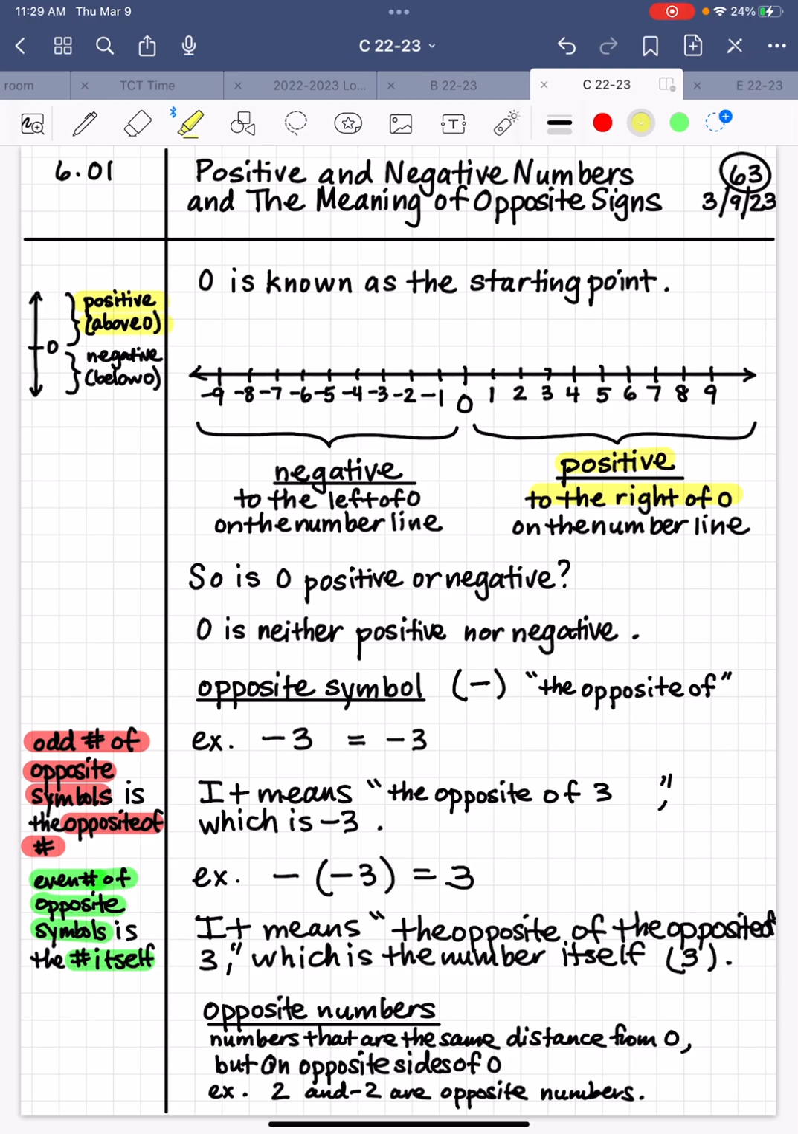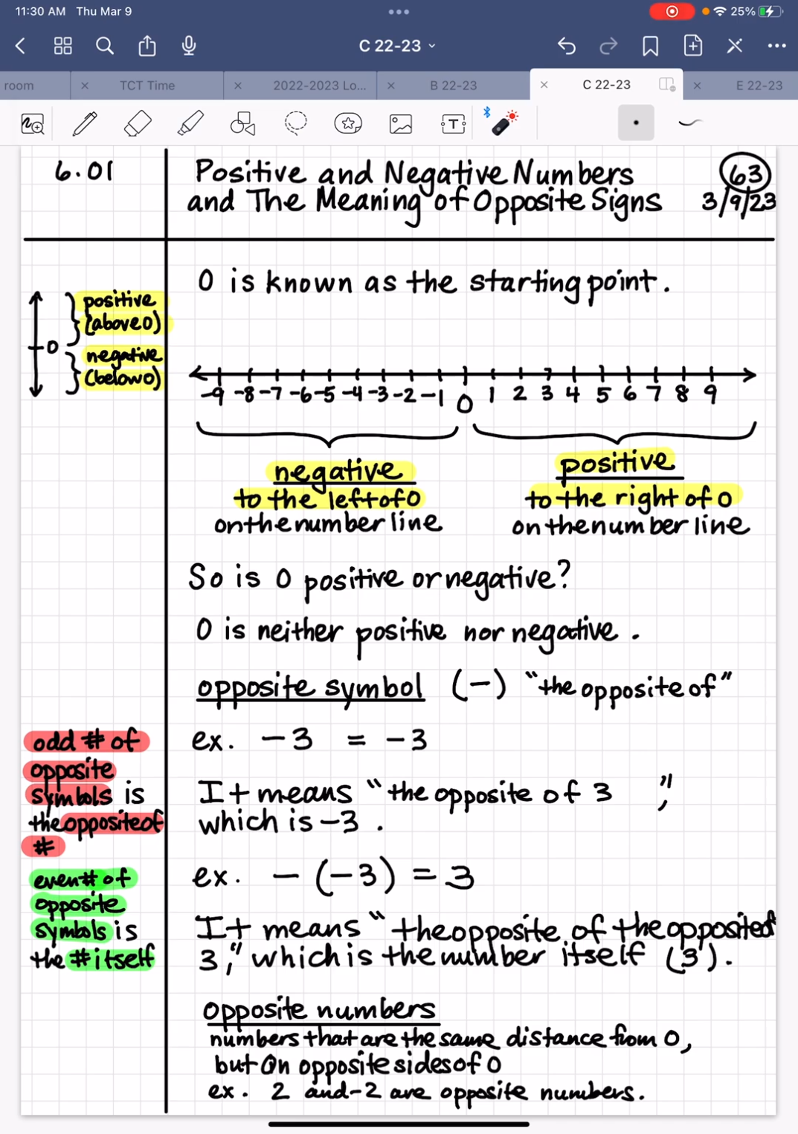And on a horizontal number line, any number that's to the left of 0, we call negative. So any number to the left of 0 is negative on a horizontal number line, and on a vertical number line, the numbers that are negative are below 0. Okay, so now that you understand the meaning of positive and negative, we're going to ask this question. Is 0 positive or is it negative? Is 0 to the left or to the right of 0? It's neither. So therefore, 0 is neither positive nor negative.